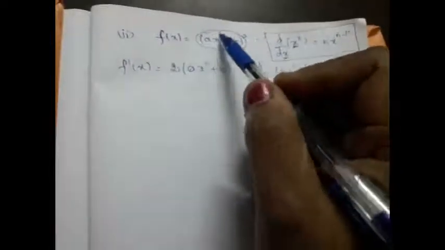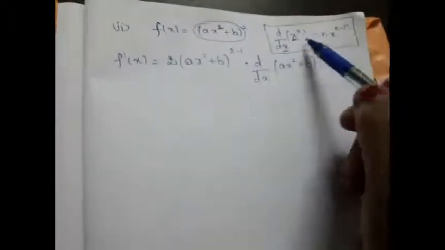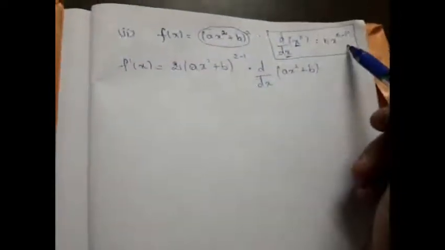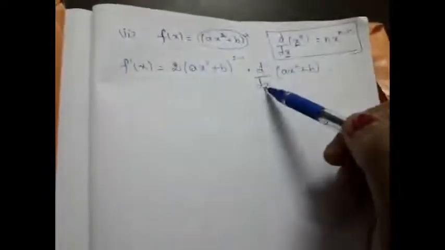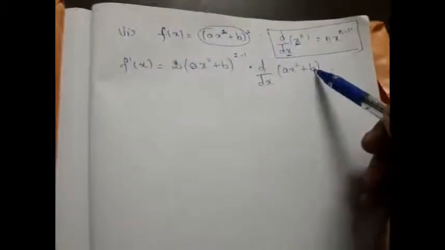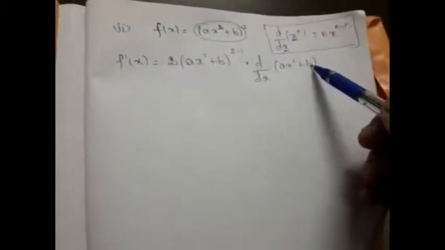It is ax square plus b. So first step, we have to apply this result. Then you have to multiply it by the differentiation of that complex function, d by dx of ax square plus b. Right? This is the procedure to perform. So which is equals to 2 into ax square plus b. 2 minus 1 is 1. The power is going to be 1 into.